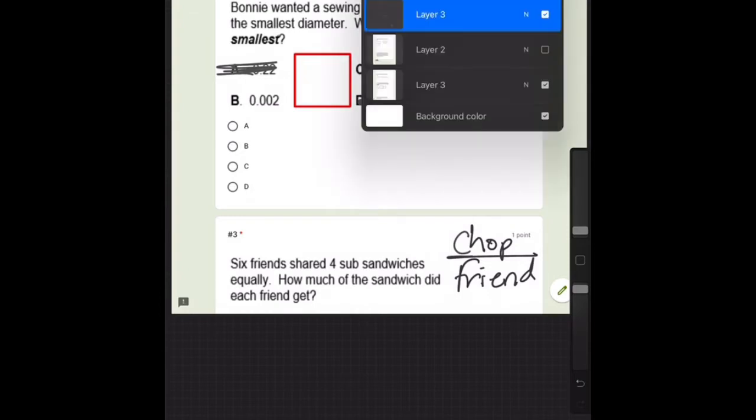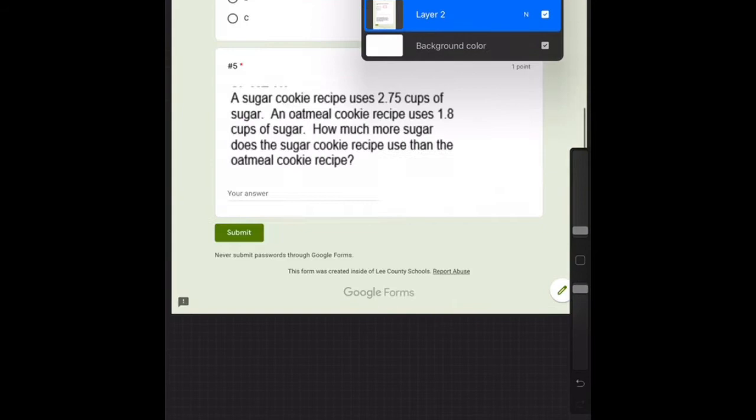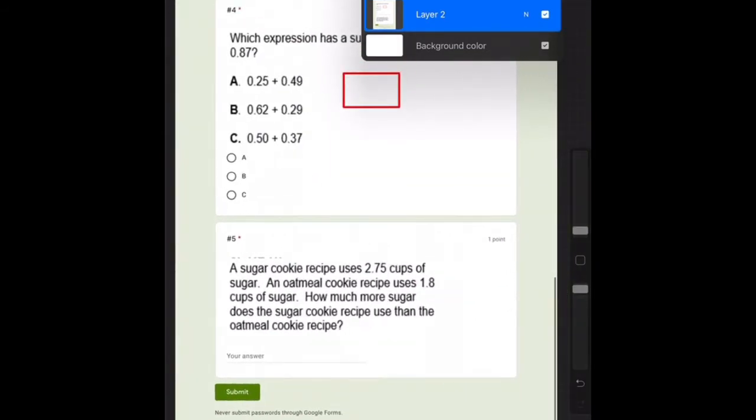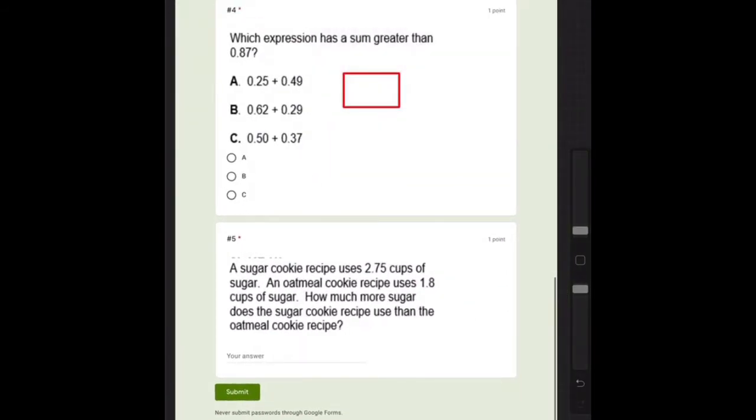Next question. Which expression has a sum greater than 87 hundredths? I'm going to give you a hint. It is not A. So right now you need to add B's equation and C's equation together. You want something greater than 87 hundredths.